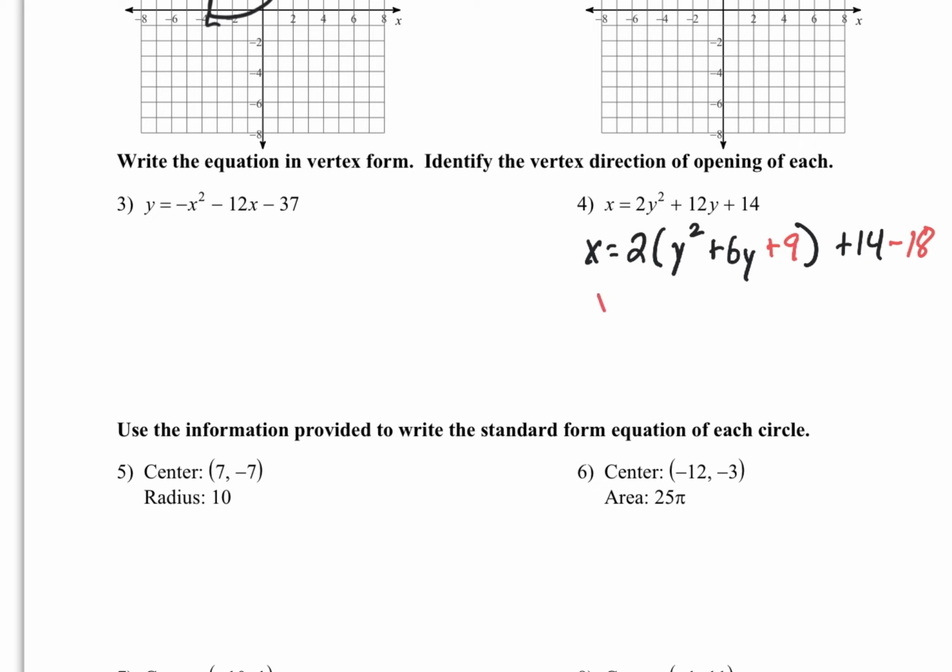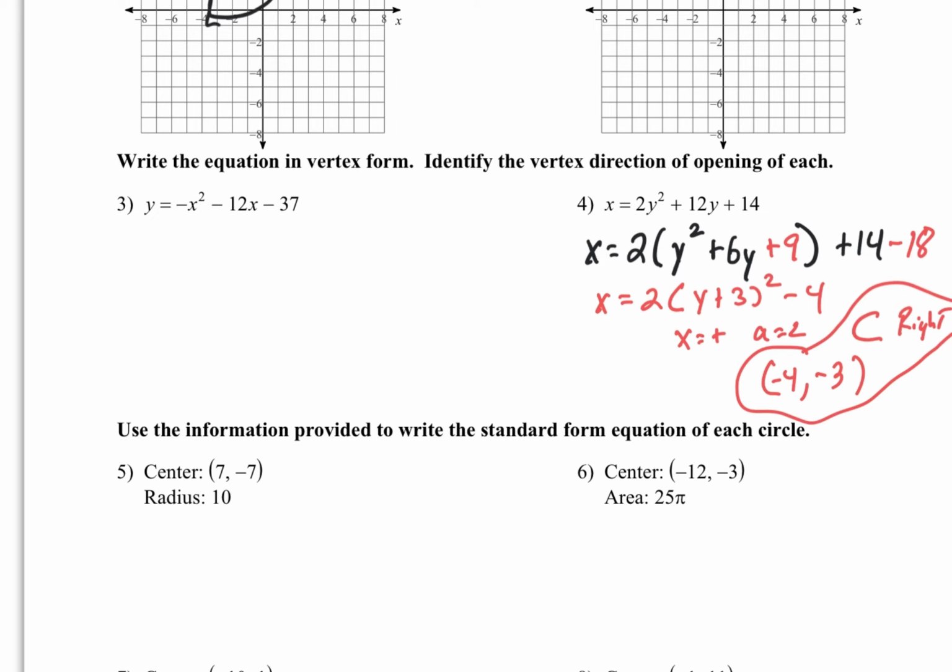So now we factor. X is equal to 2 times y plus 3 squared, and then minus 4. Again, now we identify the direction. It's x equals a positive. So x equals a positive. A is equal to 2. So this is going to open to the right. And then our vertex, again, have to be careful. Our y value is negative 3. Our x value is negative 4.